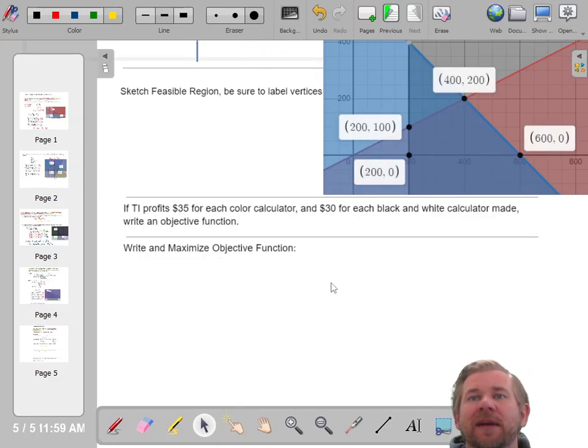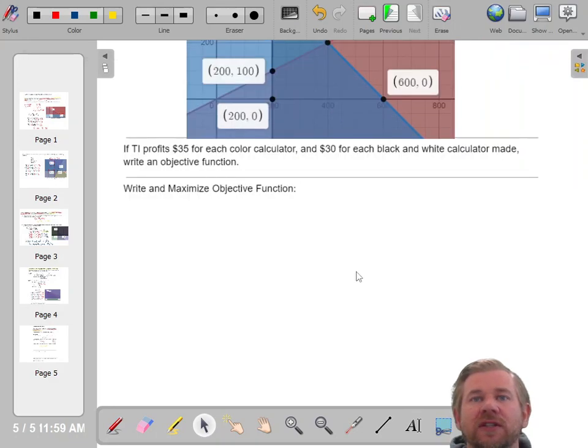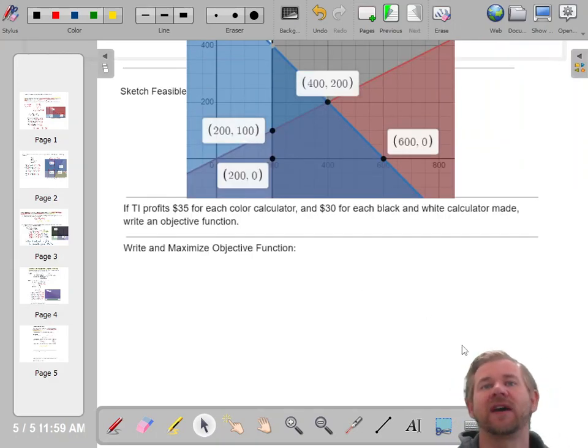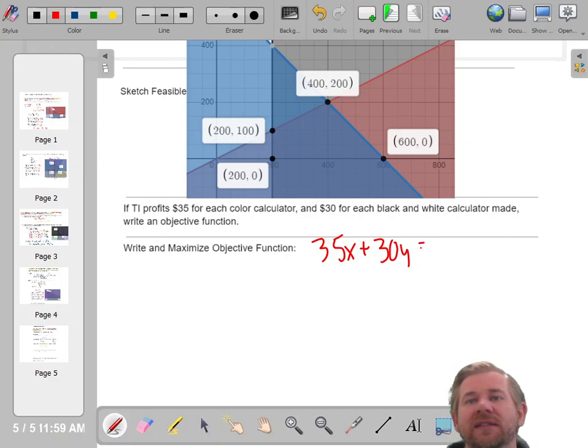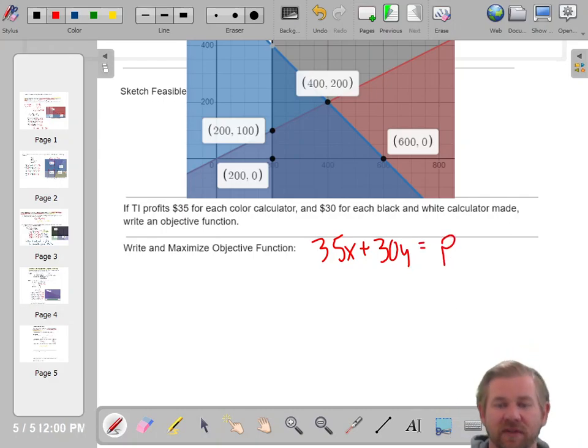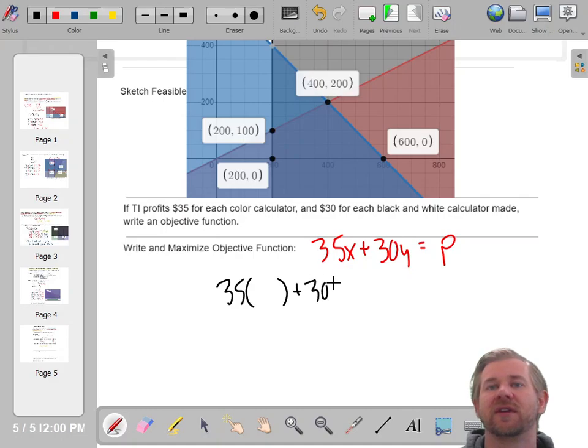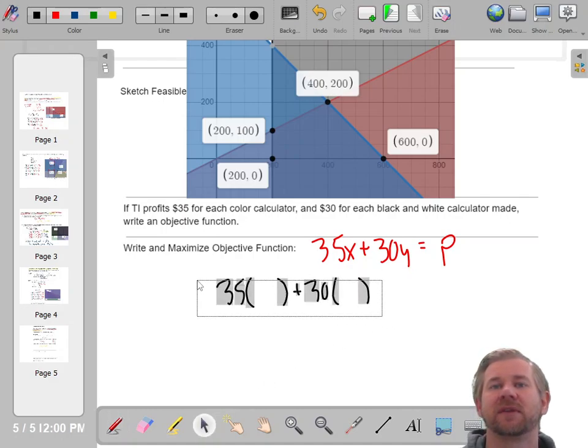Now it says something about the objective function. So the objective function says there is $35 for each color calculator and $30 for each black and white. So that would be 35x plus 30y, because the color screens are x, and since it's for profit, we'll say P. Doesn't really matter. All right, let's test them. 35x plus 30y. I'll just kind of make some copies so I can plug in my numbers.